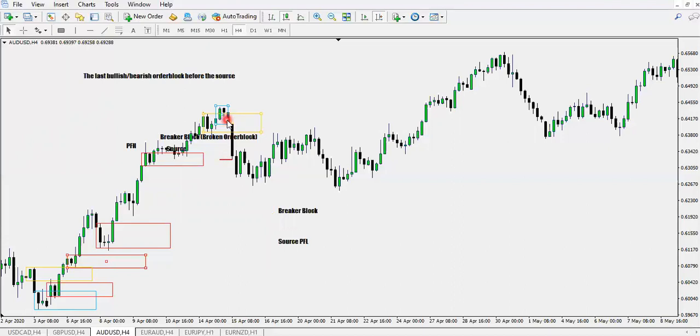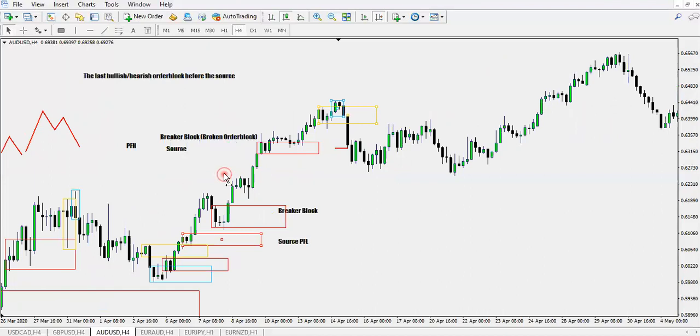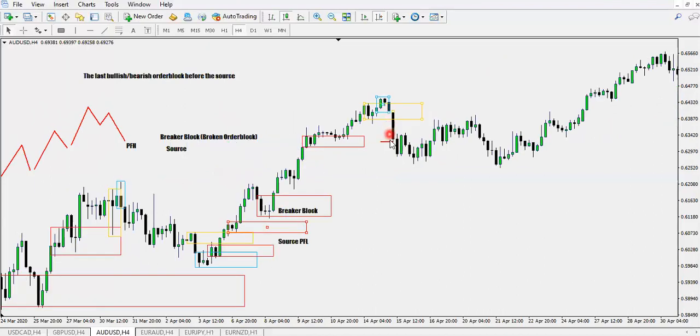So when price rallied down over here, it created this breaker block. And if we shift our breaker block across here, we will then see when price rallied up, it tested our breaker block and it did not test our source. Notice how the source and our breaker intersect with each other.